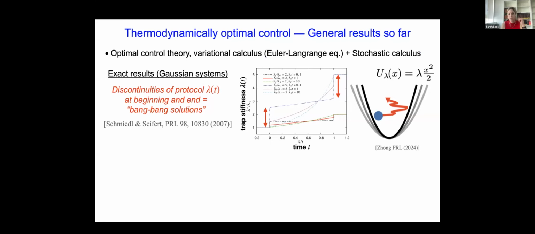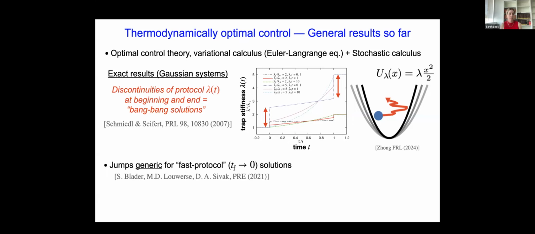For example, for this trap stiffening problem here. And what they showed is that there are discontinuities at the beginning and end of the process. So the optimal way of stiffening the trap with a particle inside is actually to quench rapidly, then you go slowly, and then you quench rapidly again. And these so-called bang-bang solutions are quite omnipresent. Later in the group of David, it has actually been shown that these are generic for fast protocols. So if the control time is very short, you would always have these jumps.